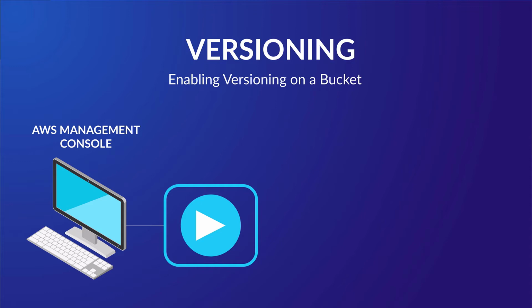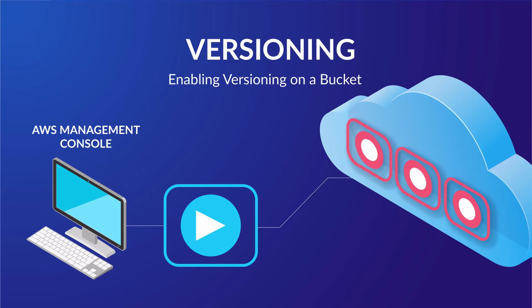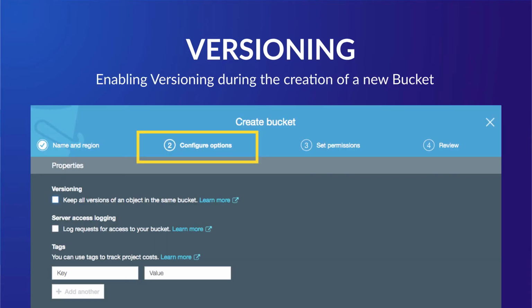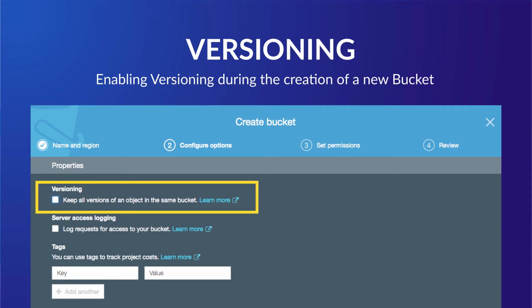Firstly, from within the AWS Management Console, you can either enable it during the creation of a bucket or enable it on an existing bucket. When creating a new bucket, you can enable it during the second step, Configure Options, as shown. The first option at the top of the screen is versioning. To enable it for your new bucket, simply select the checkbox.